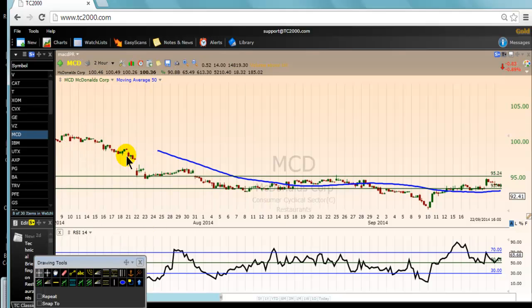Look on your left-hand side, okay? Right here. So the prior move was bearish.